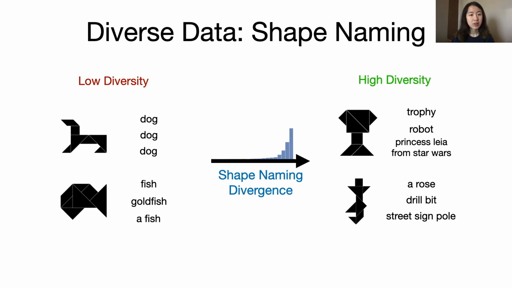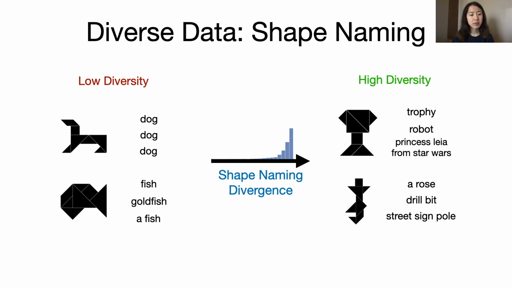Our data is diverse along multiple dimensions, and we analyze 3 of them. For each, we develop a formal metric to measure it. First, we look at shape naming divergence. For some tangrams in our data, we observe relatively low diversity in naming the whole shape. For example, on the left, all annotators agree on naming the first shape as a dog. However, on the other end of the spectrum, we observe a high diversity in naming the whole shape. For example, on the right, the first shape can be seen as a trophy, a robot, or even Princess Leia from Star Wars. We develop a metric called shape naming divergence to quantify this diversity.